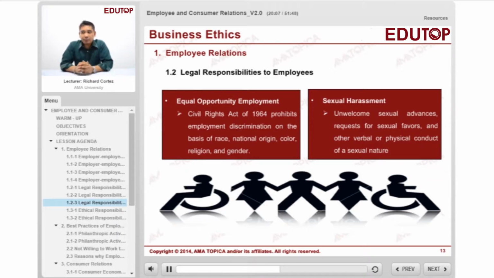And sexual harassment is very unwelcome in company premises. So it is the responsibility of the employer to see to it that there is an absence of sexual harassment. Nobody should be sexually harassed by co-employees or by the superiors, whether the superior is male or female. To have a very good working condition, there should be an absence of sexual harassment within the company.